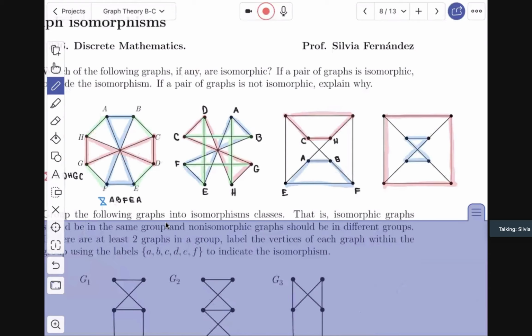A to H, B to C. And then E to D, F to G. E to B, E to D, and F to D.